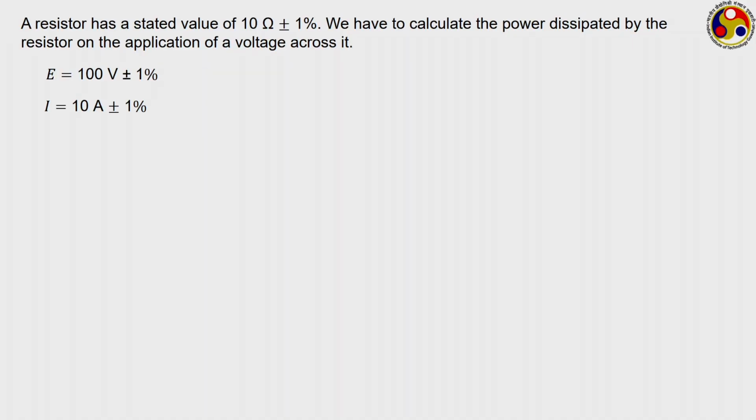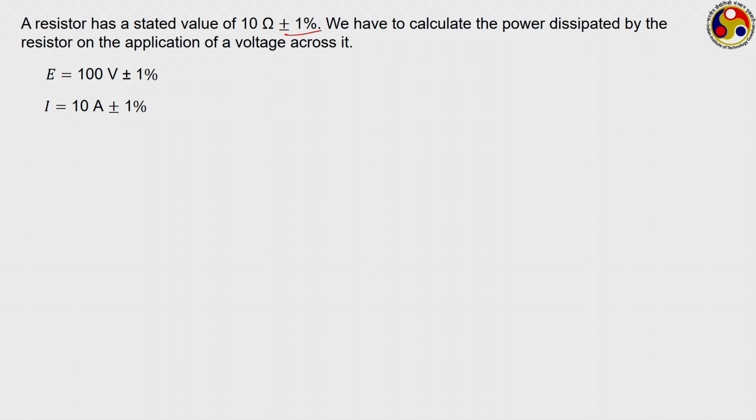Here the problem was, you have a resistor where the values are given for its resistance. It is given as 10 ohm and plus minus 1% error associated with this. It is not mentioned whether this is plus minus 1% of the reading or of full scale. If nothing is mentioned, then we are going to consider this as 1% of the reading itself.